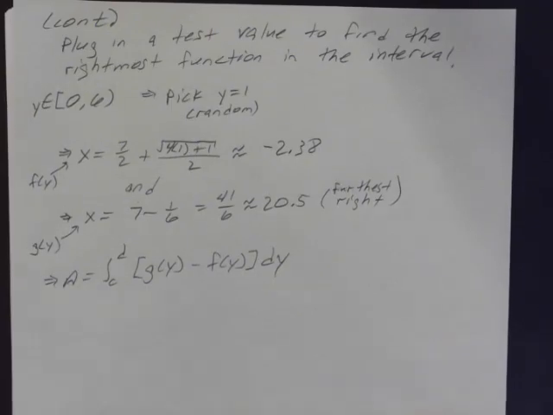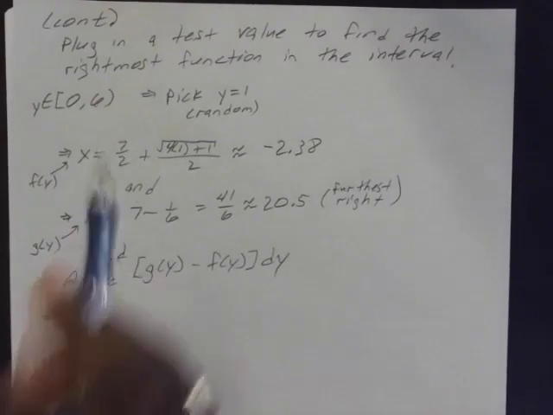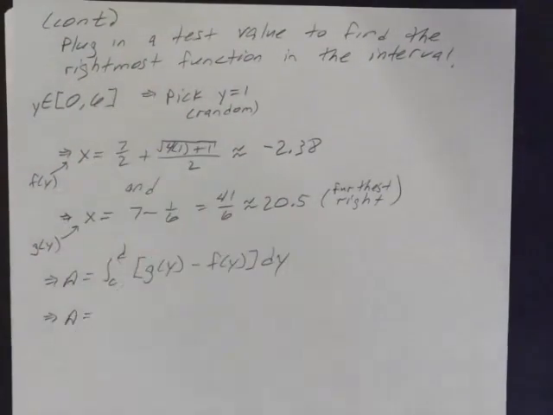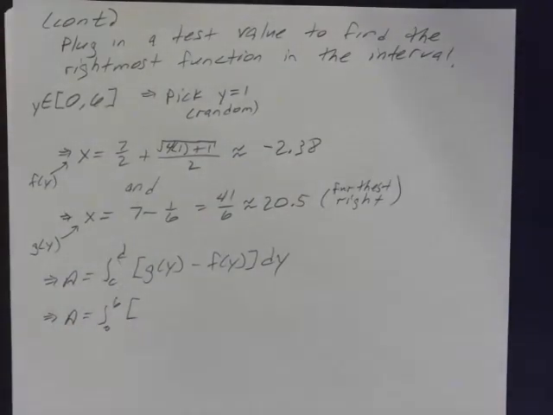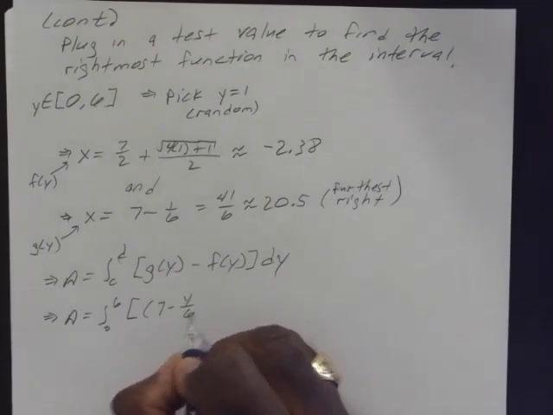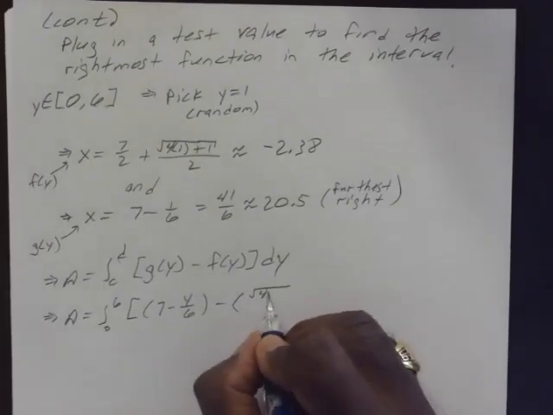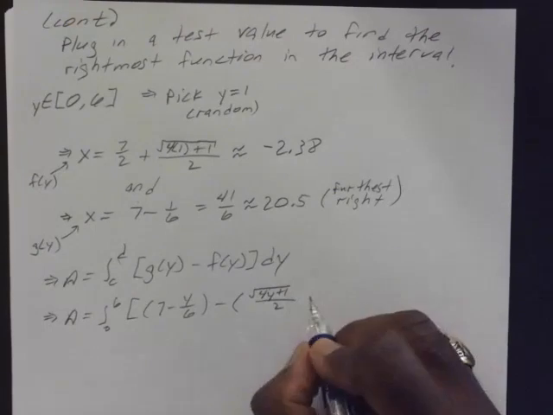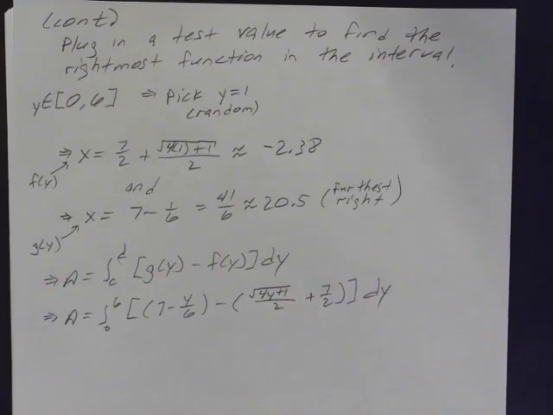All right, so now we can just go ahead and plug everything in. The integral from c to d, so why did I put a parenthesis there? That should be a bracket. The integral from 0 to 6 of g of y, which is 7 minus y over 6, minus your f of y, which is the square root of 4y plus 1 over 2 plus 7 over 2, with respect to y.